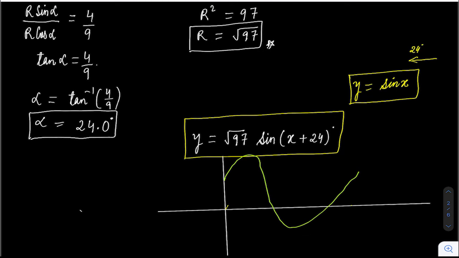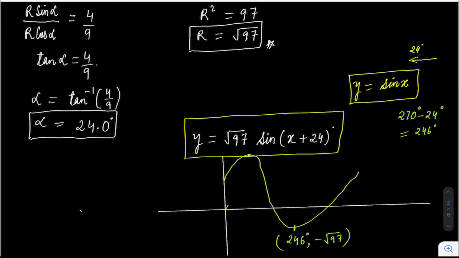And what is my turning point here? Normally this point is 180 degrees comma minus 1. X is 180, y is minus 1. But this time we have to add 24 in this. Sorry, this point is 270 degrees. So 270 degrees minus 24 degrees gives us 246 degrees. So this point is 246 degrees comma minus square root of 97.